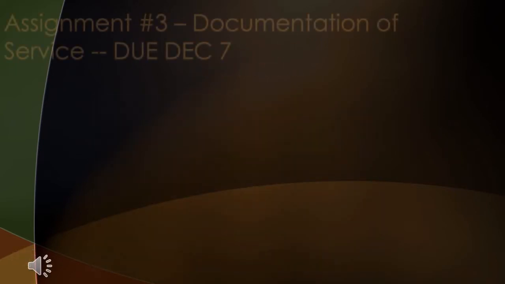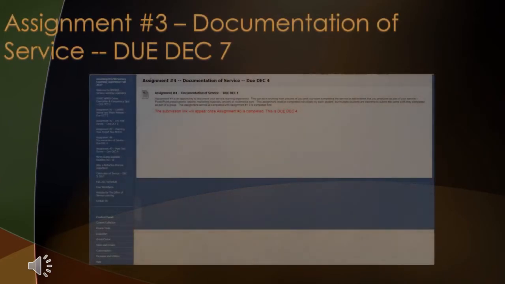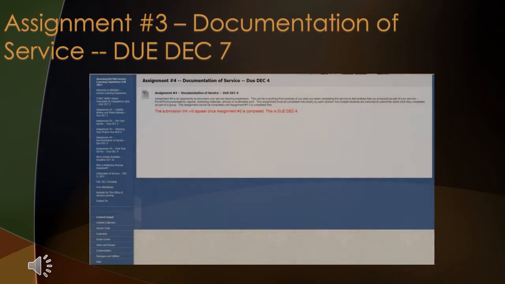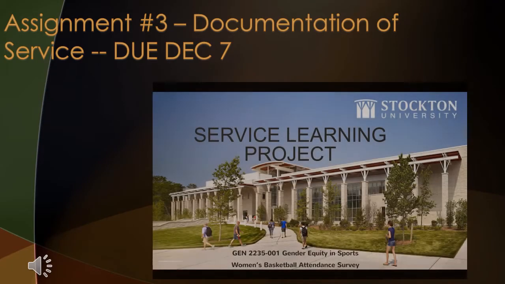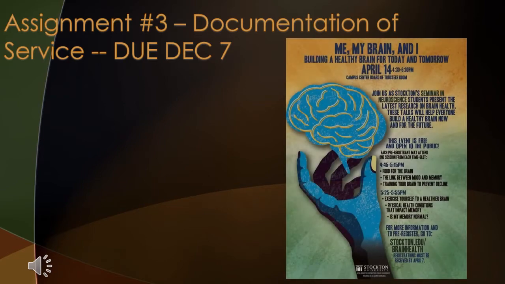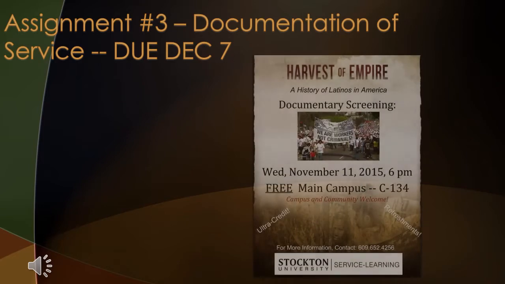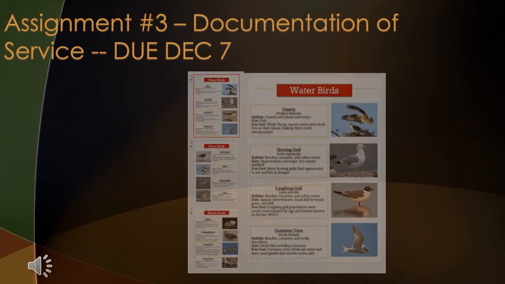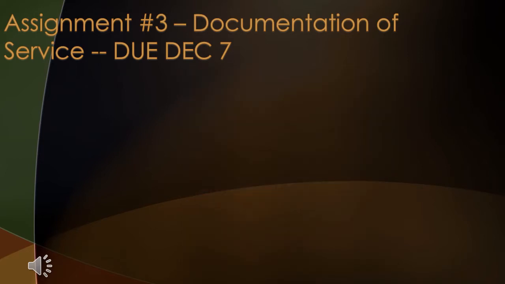Assignment number 3, which is due at the end of the semester, is called Documentation of Service. This is something that documents the service you completed. It could be a photo, a PowerPoint presentation, research, or some additional deliverable you created for your class. Typically, one of the assignments for your traditional primary class will be appropriate to submit for this assignment. It might be a reflection paper or a series of journal entries. Many people submit final presentations or items that they create for a quote unquote client for the class.